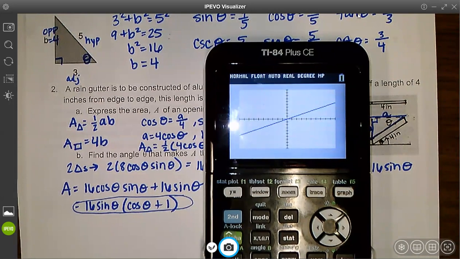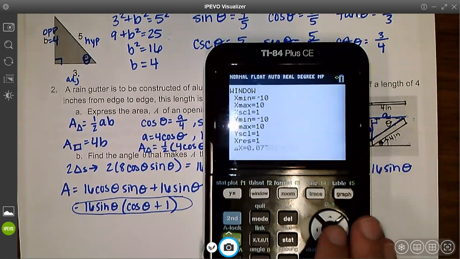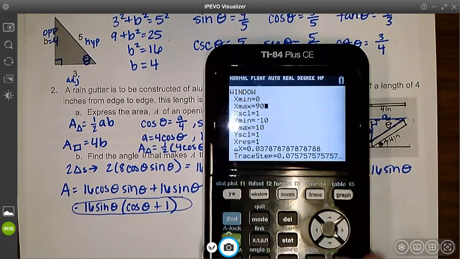from my x values 0 to 90. I don't care about negative x values. We're talking about angle measures here. So I'm going to go up to 90 degrees because I know that theta is not going to be 90 degrees because I'm bending it up. If it's at 90 degrees, then it just makes a box. So my window, I'm going from 0 to 90 here. And then y would be what my area is. If it was a box, the area would just be 16. So I'm going to go a little higher than that.